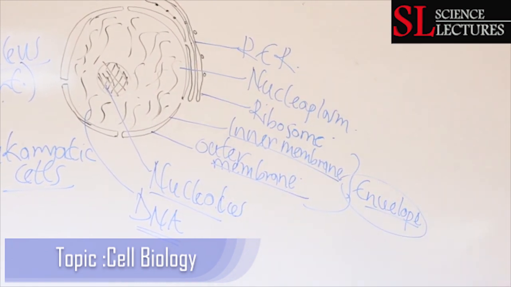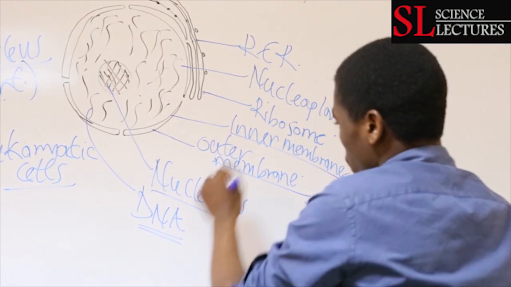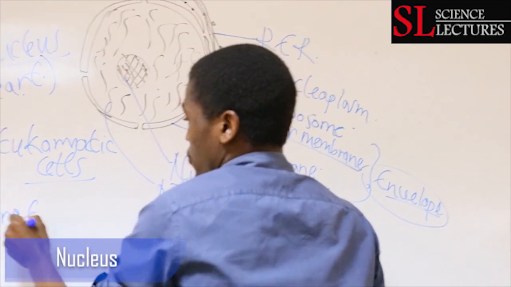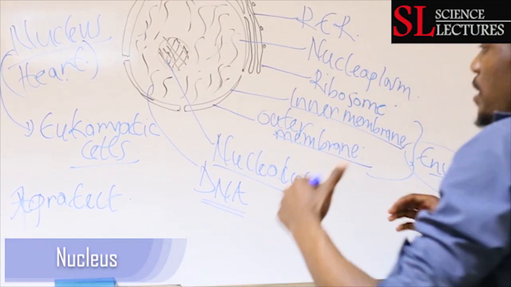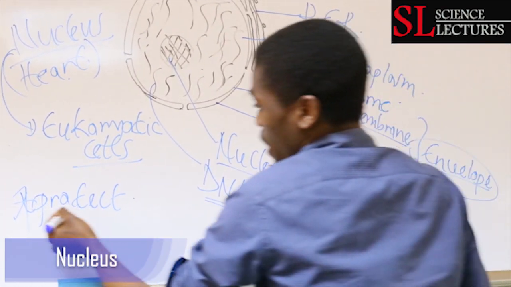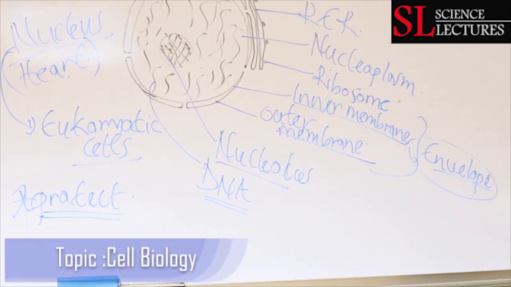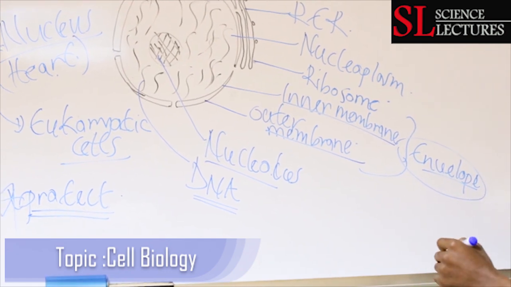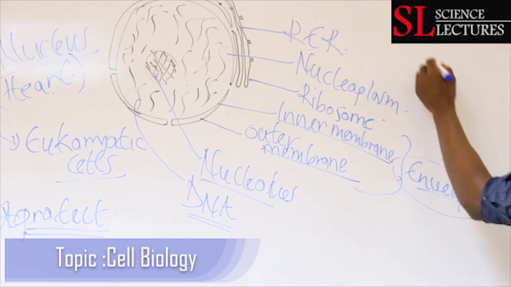But what is the relevance of having double membranes? First of all, double membranes help to protect what is inside a given organelle. They also separate the contents of the organelle from other organelles. We'll go into details on that, but let's first go on with the functions of each of the parts. The first part we'll look at is the nucleolus.